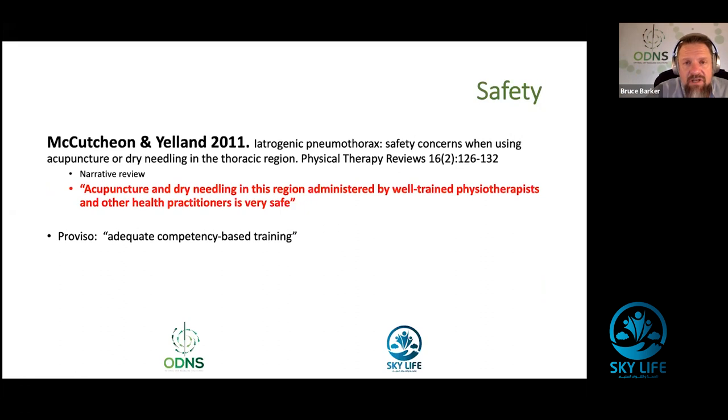We're going to put needles in people. How safe is that? In 2011, McCutcheon and Yellen published a paper on exactly this, causing pneumothoraxes from needling therapies. Their conclusion, published in Physical Therapy Reviews, is that both acupuncture and dry needling administered in the thoracic region, if done by well-trained physiotherapists and other health practitioners, is, quote, very safe. If you're properly trained, do anatomy, do palpation, get the right technique, then you're safe in doing this.